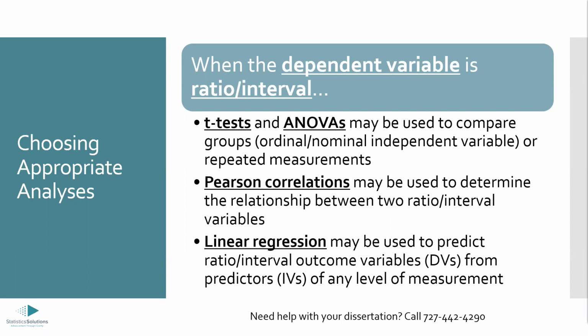And then if we want to do some kind of prediction, so if we want to predict the values of a ratio or interval level variable from multiple predictors, then you can use linear regression. We can use linear regression when the outcome or criterion variable is a ratio or interval level of measurement. And linear regression can be used with predictors that are any level of measurement. So it's mainly the criterion or dependent variable in that linear regression that determines the type of analysis that we can do.